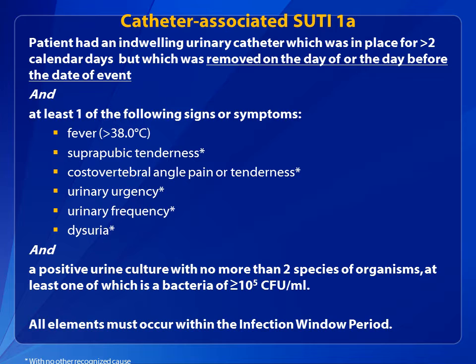These symptoms include not only fever, suprapubic tenderness, and CVA pain or tenderness, but also urinary urgency, urinary frequency, and dysuria. These additional symptoms cannot be used if the catheter is still in place, because the catheter itself may be the cause of these symptoms. The same rules about other recognized causes and the infection window period apply here as well.